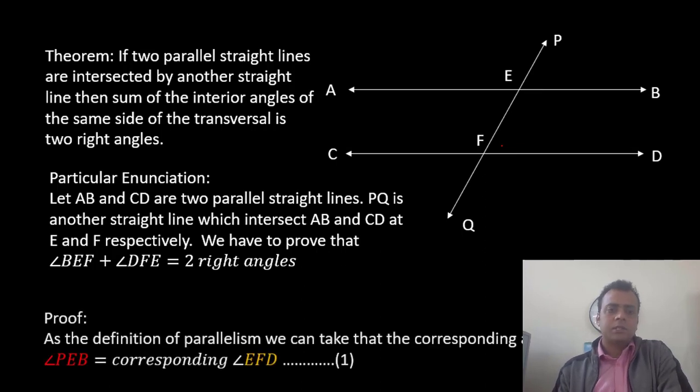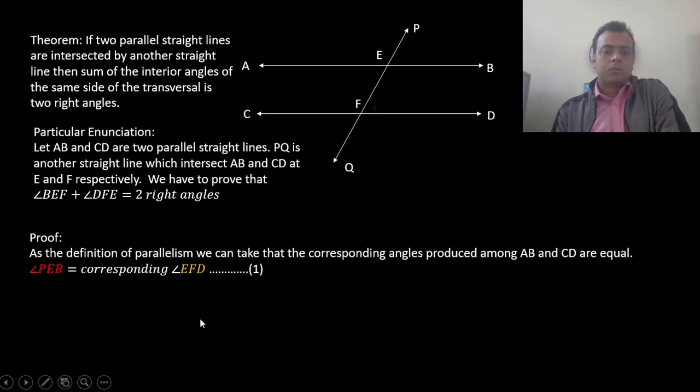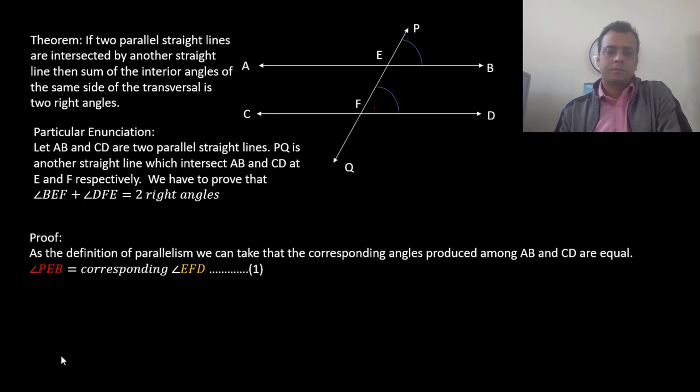As per the definition of parallelism, we can take that the corresponding angles produced among AB and CD are equal, which is PEB is equal to the corresponding angle EFD. So we can write that corresponding angles PEB and EFD are equal, as we have written in the previous theorem. And we have marked this as equation 1.